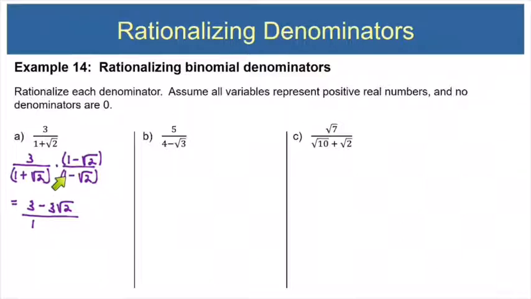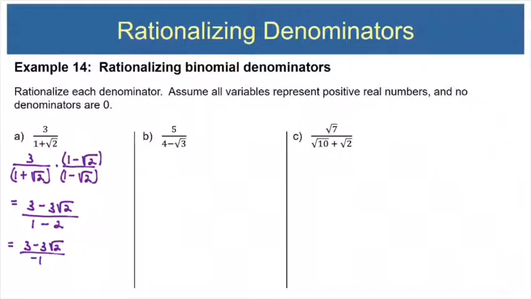Outer and inner are going to add up to 0, because that's what happens when we multiply conjugates together. And then last times last is going to make negative 2, because a radical times itself removes the radical. Okay, now let's see what we've got. We've got 3 minus 3 square root of 2. That will not change. And in the denominator, 1 minus 2 is going to be negative 1.